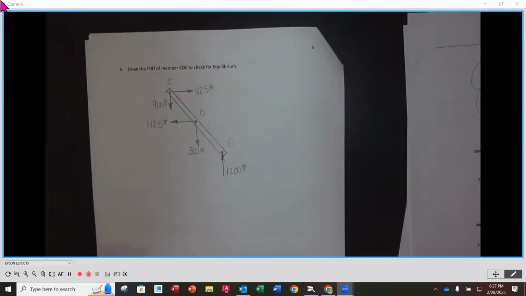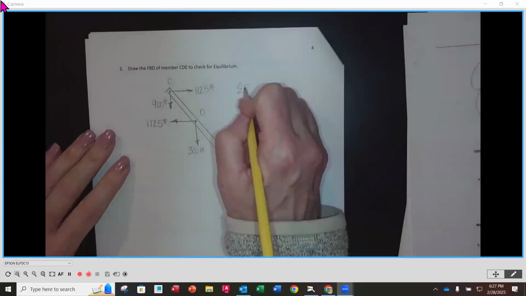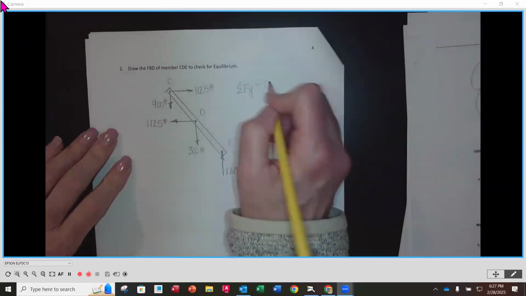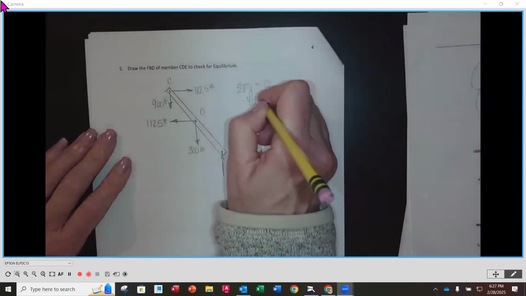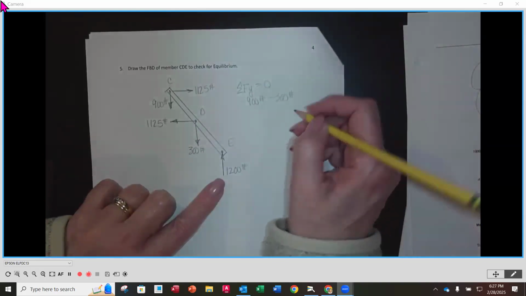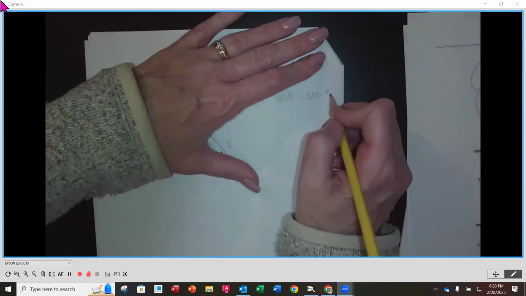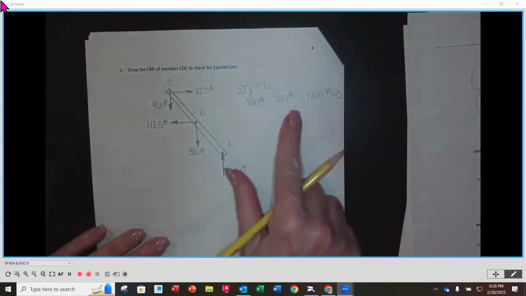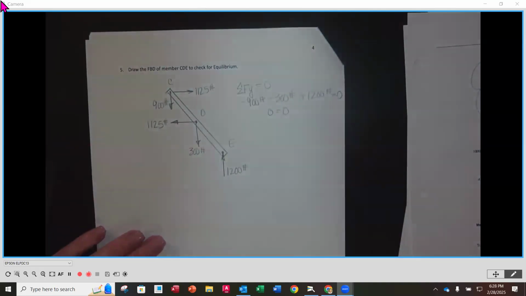Now, as we look here, if we sum our forces in the X and Y direction, you can already see that they're going to come out to be 0. So sum the forces, we'll do the Y first, equal to 0. We have a negative 900 pounds, a negative 300 pounds, and a positive 1,200 pounds, and I've got to set that equal to 0. We can see that indeed, this is going to be 0 is equal to 0.